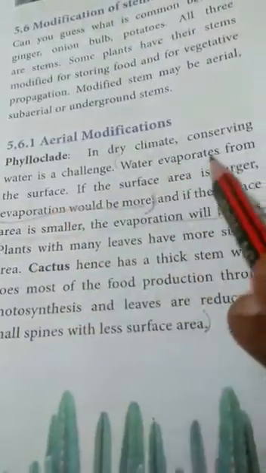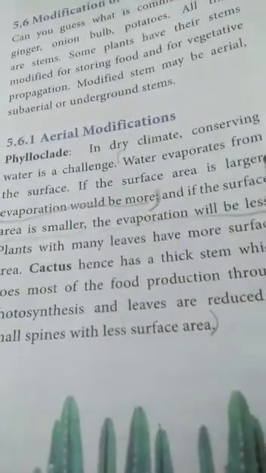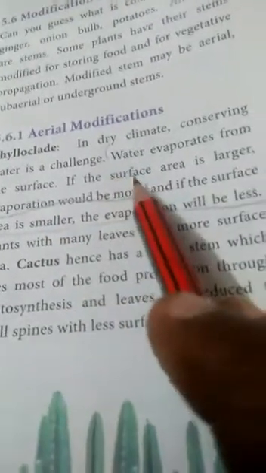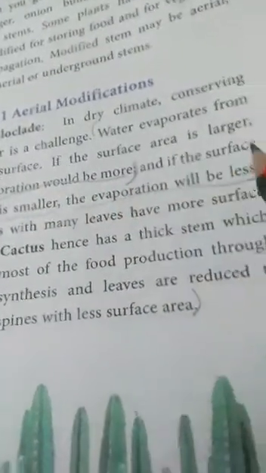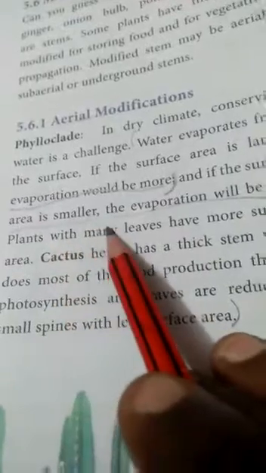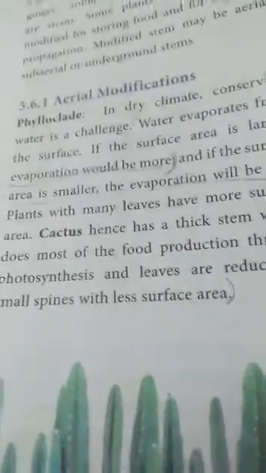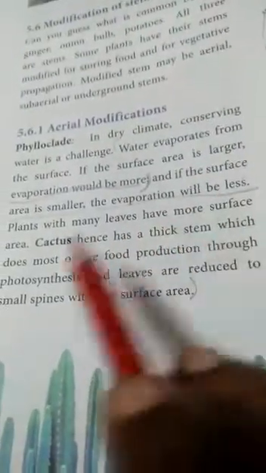Water evaporates from the surface. If the surface area is larger, evaporation will be more. And if the surface area is smaller, the evaporation will be less. Can you understand this topic? Next. Plants with many leaves have more surface area.